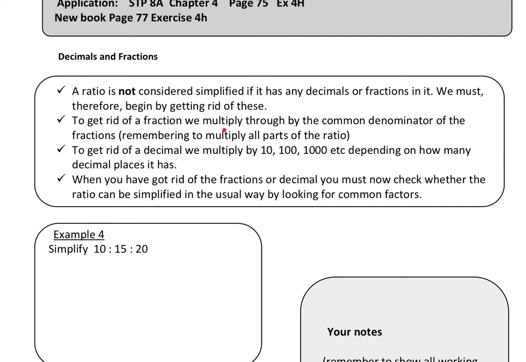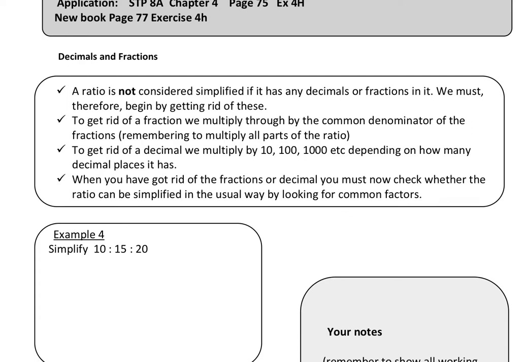So to get rid of fractions, we multiply through by the common denominator. We sort of saw that in the previous video. And to get rid of decimals, we multiply by 10, 100, 1000, etc., depending on how many decimal places it has. So you do that to get rid of the decimals so that the numbers then become whole numbers, and then you may have to simplify again. When you've got rid of the fractions and decimals, you must check whether the ratio can be simplified in the usual way by looking for common factors.